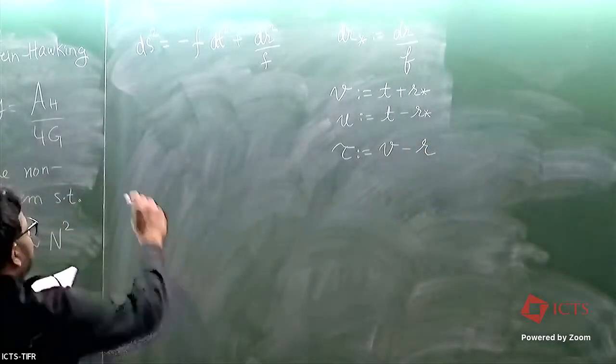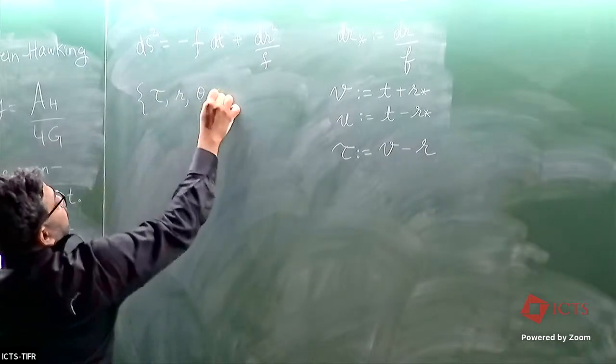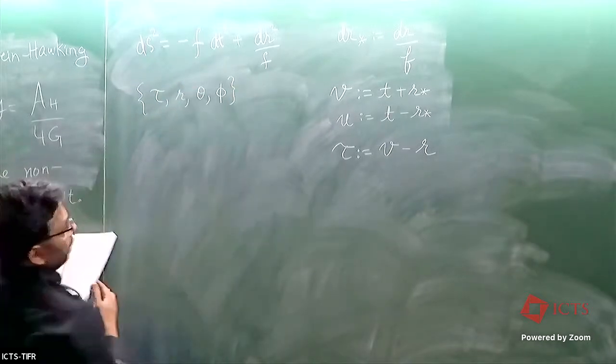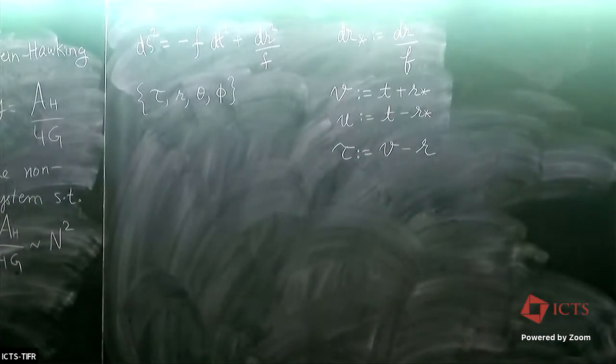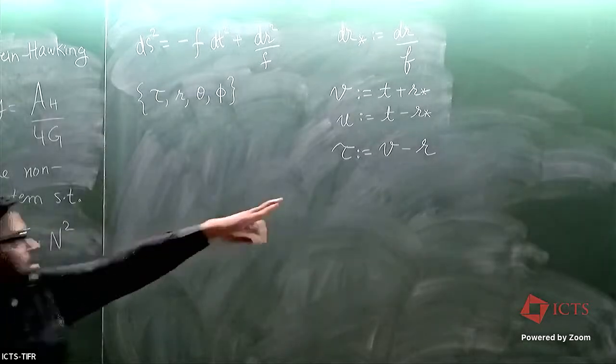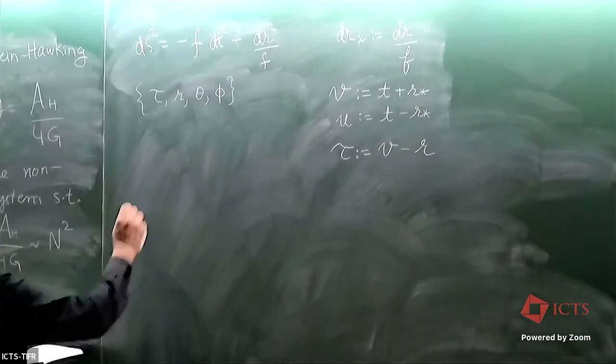So we will work with the coordinates tau, r, theta, phi instead of this t. The point is that in this Penrose diagram, these coordinates are smooth across this horizon. So using this v coordinate, or instead the tau coordinate, I can go behind this future horizon. So let me draw a picture of what these coordinates look like.